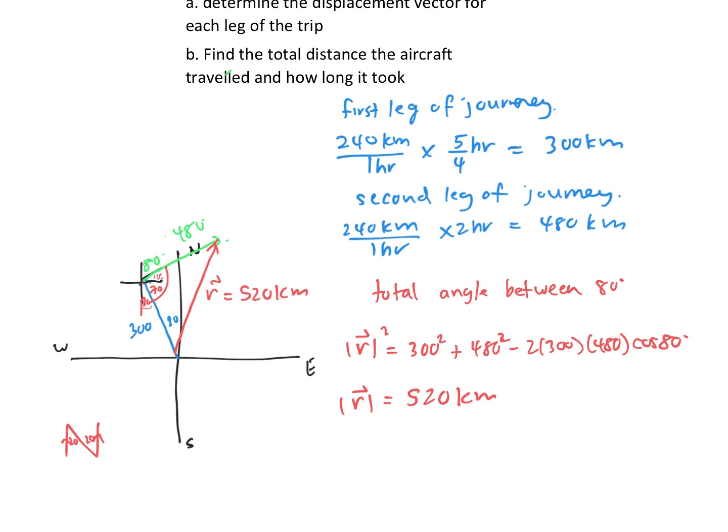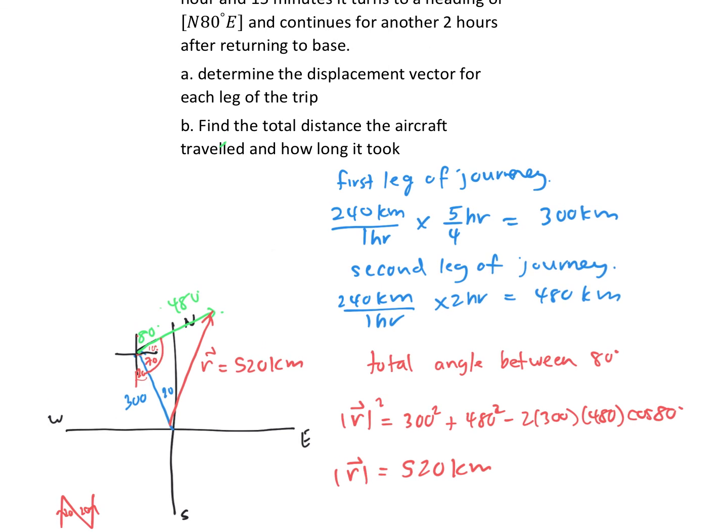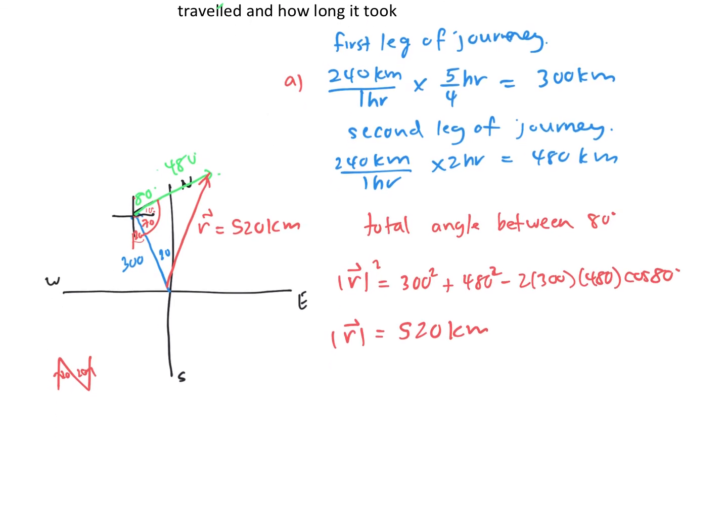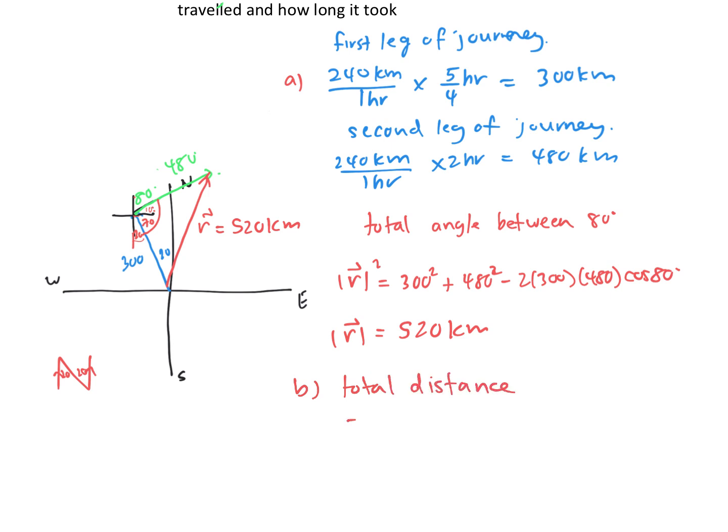And then I want to find the total distance. So B says find the total distance the aircraft has traveled, and A says the displacement vector for each leg. So we found A. So we know that the displacement for each leg is 300 for the first leg, 480 for the second leg, and 520 for the third leg. And then the total distance would be all three. So it would be 300 plus 480 plus 520. So that is a total distance of 1,300 kilometers traveled.